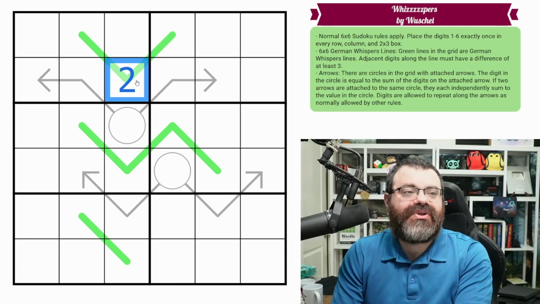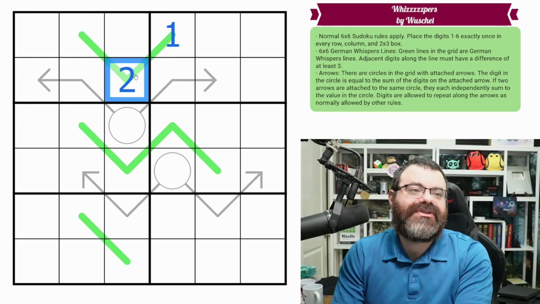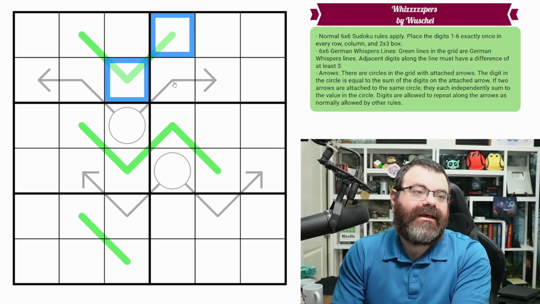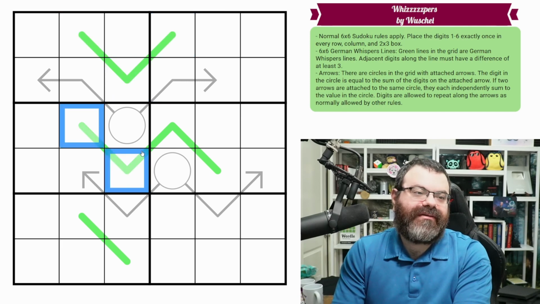So if this was a 2, I couldn't put a 1 here, right? Because 2 minus 1 is 1. I couldn't put a 2 here. 2 minus 2 is 0. Couldn't put a 3 or a 4. None of those have a difference of at least 3. But I could put a 5 or 6. Like 6 minus 2 is 4. That's fine. And that's true of every pair of digits along the German whisper line.